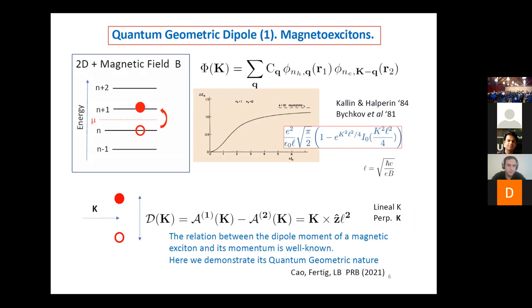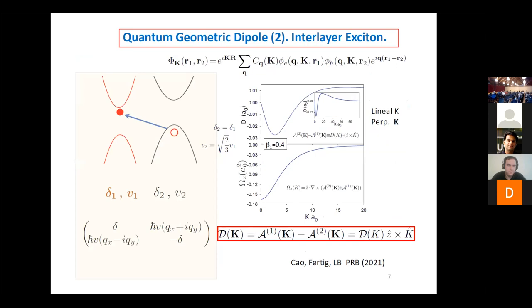When we analyze again the case of the magneto-exciton, when we look for the wave function of this magneto-exciton, we compute this quantity, the quantum geometric dipole, and we obtain, of course, that this corresponds to the cross product of the momentum and C. So this is the same dipole that has been obtained from the magneto-exciton. But it's important to know that this is related to some geometrical property of the exciton. And there is another case where this dipole appears.